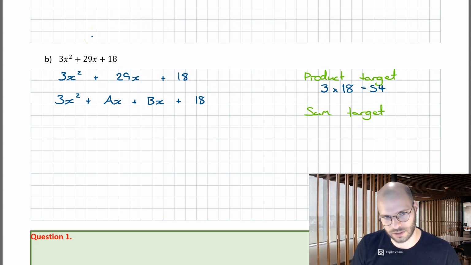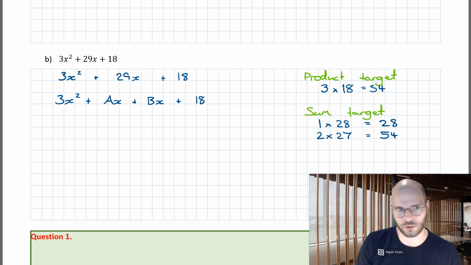So our summing target is going to be 29 yet again. So I'll split this into 1 plus 28, and then I'll change it to multiplication. Next, I'll start ramping this up by 1, down by 1. This will give us 54 nice and quick.